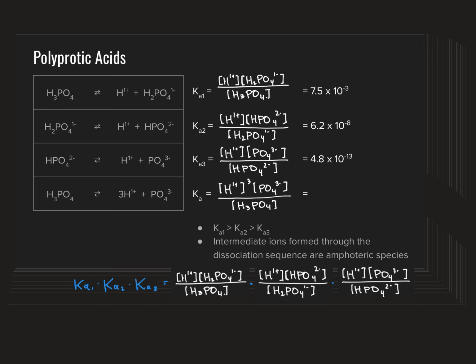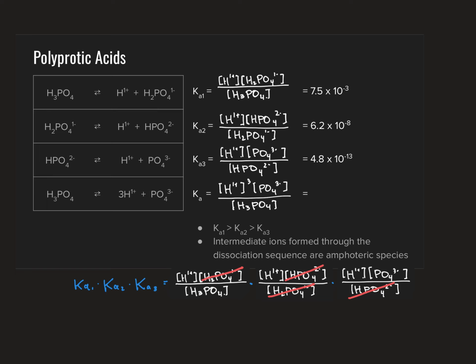That is, we see here in Ka1, we have the dihydrogen phosphate in the numerator, and that dihydrogen phosphate ion also shows up in the denominator of Ka2, so we can cancel those out. You'll also see that we've got the hydrogen phosphate ion, HPO4 2-, in the numerator of Ka2, and in the denominator of our Ka3, so we can cancel out that intermediate ion as well.